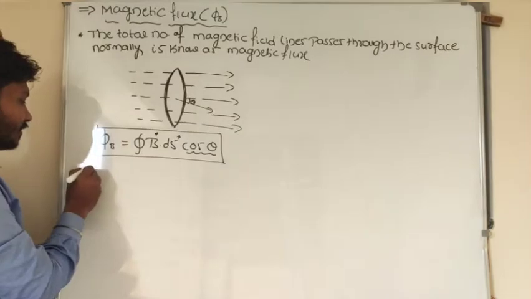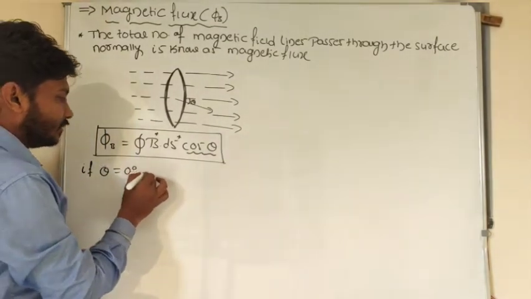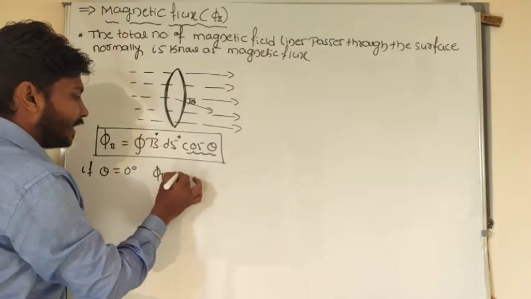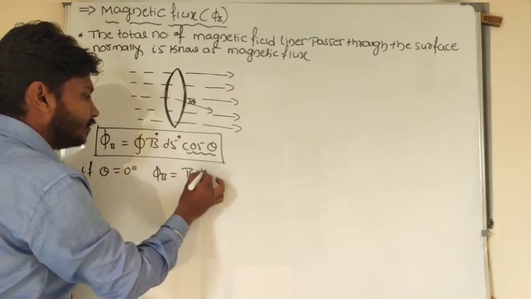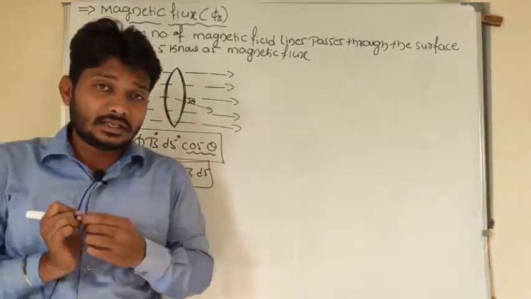Suppose theta is equal to 0, cos 0 is 1. So phi of B will be maximum, that is B dS. If theta is equal to 0, what does it suggest here?